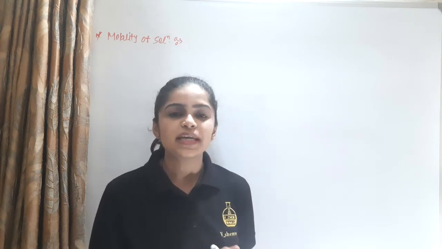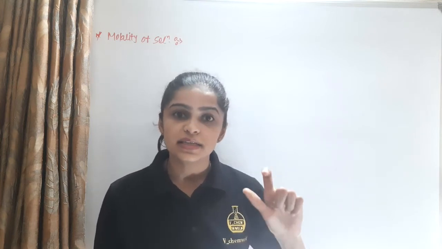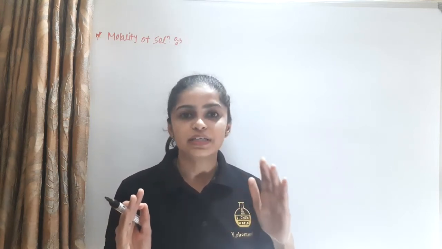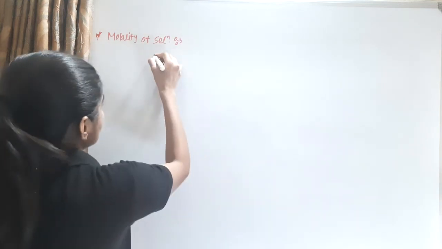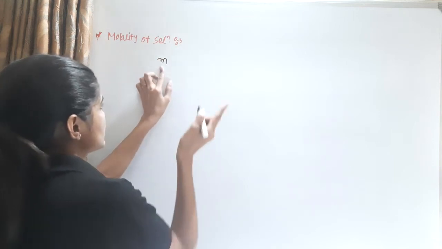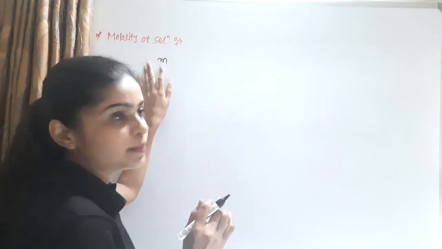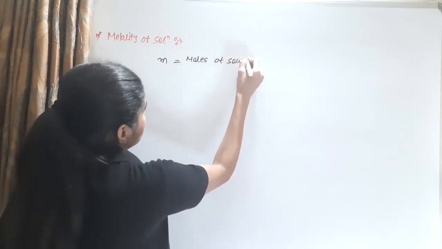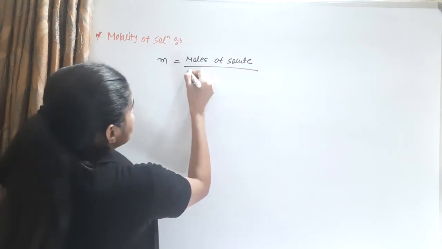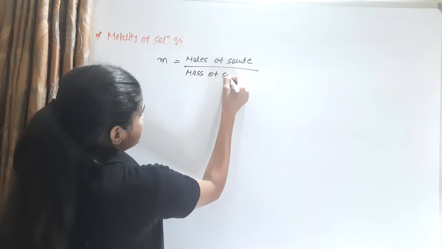Next is the molality of solution. On the basis of the definition, molality is the number of moles of solute dissolved per kilogram of the solvent. That is, dissolved per kilogram of the solvent, whereas molarity is per liter, the volume being per liter of the solution. Molality is denoted by the small m, whereas molarity is denoted by the capital M. m is equal to the moles of solute divided by the mass of solvent.